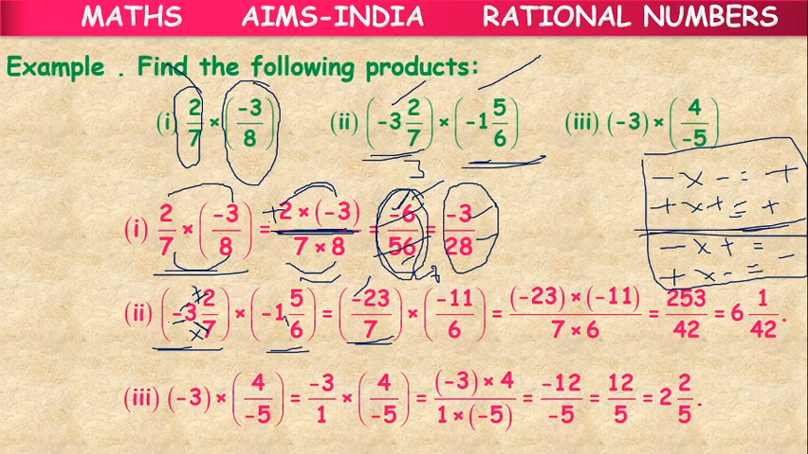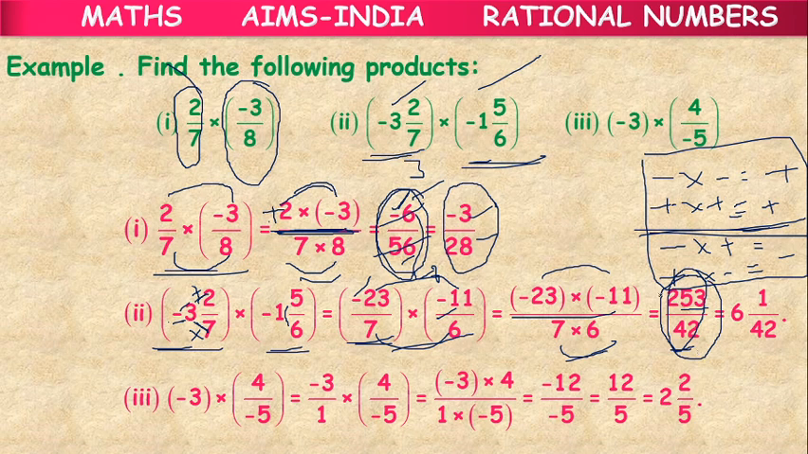6 times 1 is 6, plus 5 is 11, so minus 11 by 6. We simplified the two rational numbers and changed them into improper rational numbers. Now, no need of LCM, we have to multiply here. Numerators we multiply, denominators we multiply, one over another. We will get 253 by 42. There is no possibility of cancellation here.